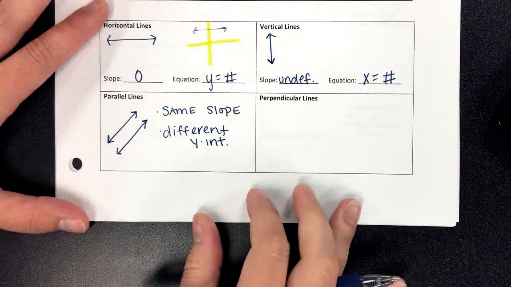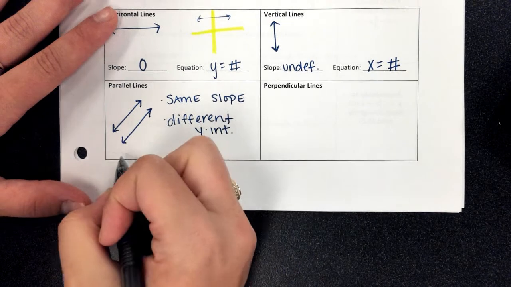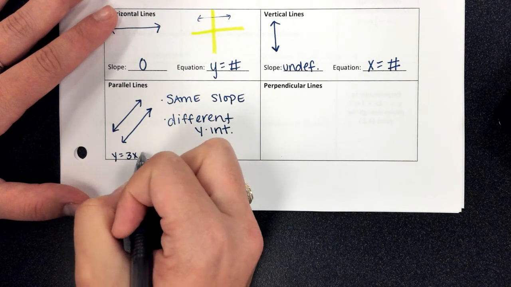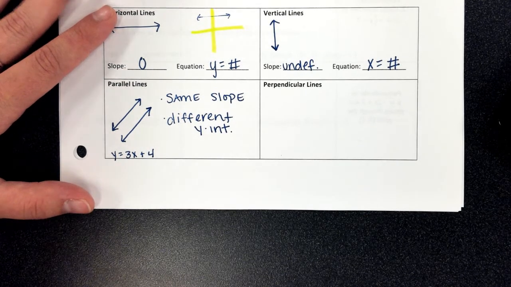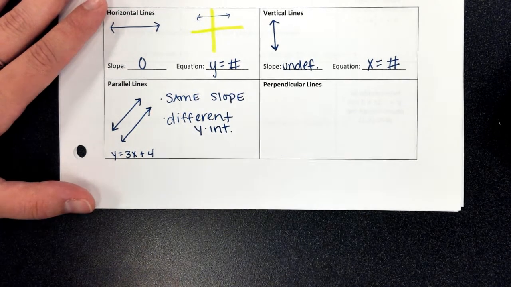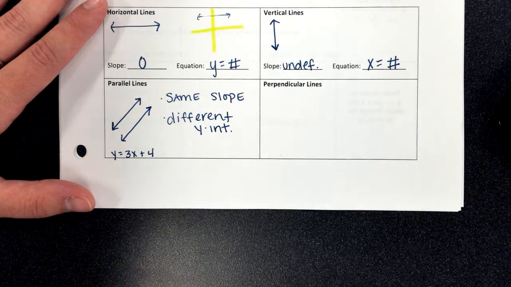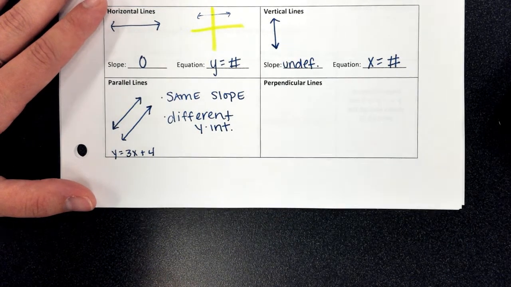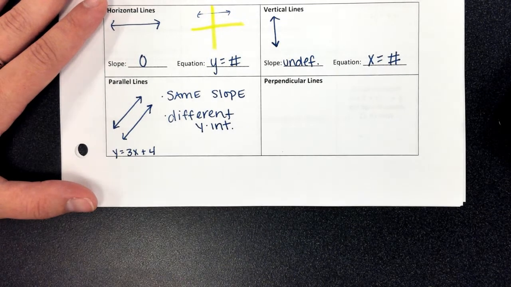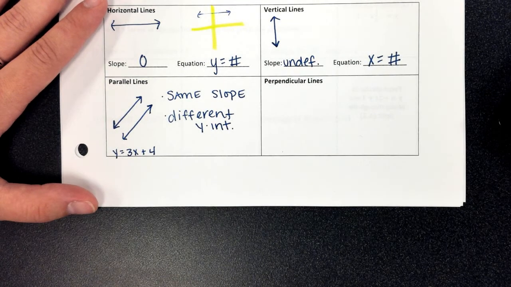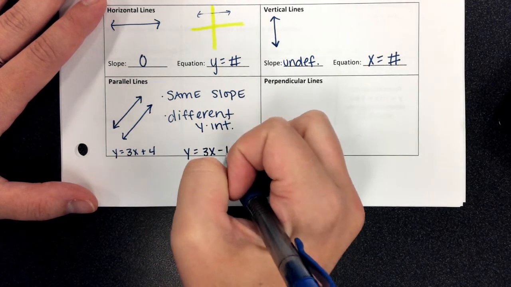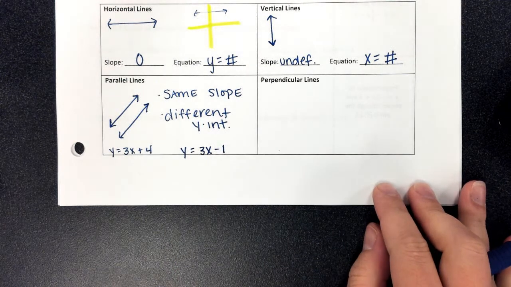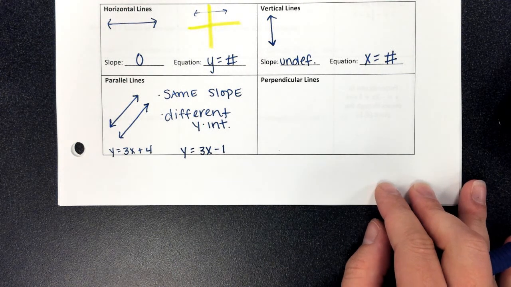Okay? If you would like to write some examples down, y equals 3x plus 4. What could be a line that is parallel to that? Y equals 3x plus 1. Y equals 3x minus 4. Y equals 3x. Is that parallel to it? Yes. Okay. So anything works as long as it's the same slope. Could it be a bigger y-intercept? Yes, the y-intercept doesn't matter as long as it has the exact same slope.